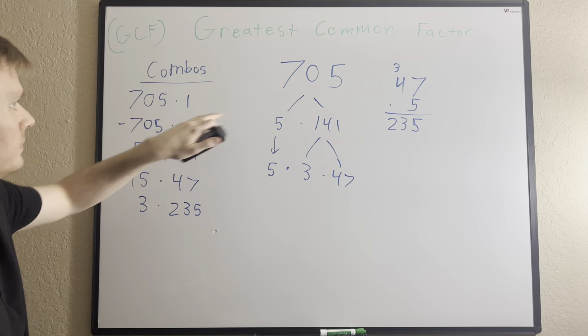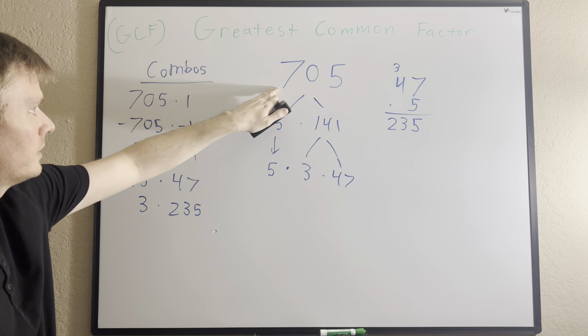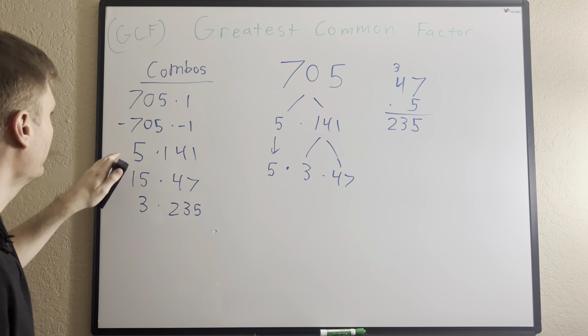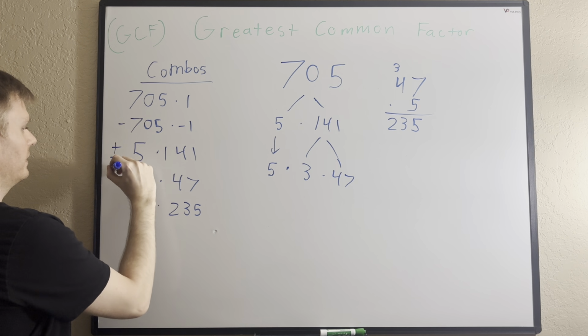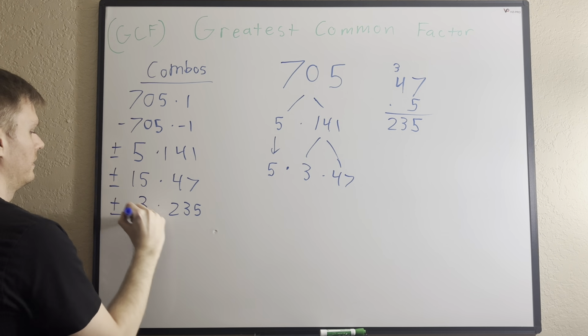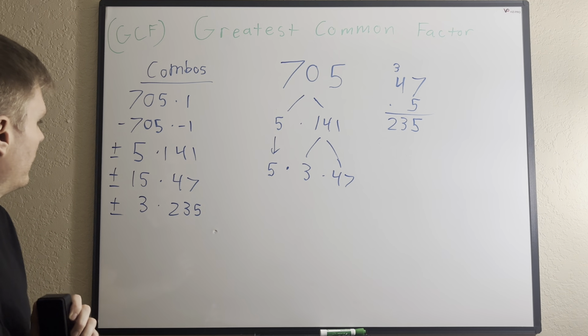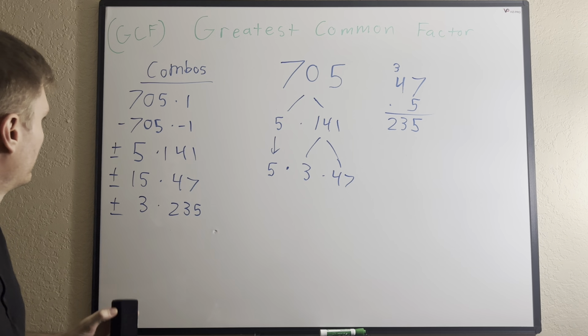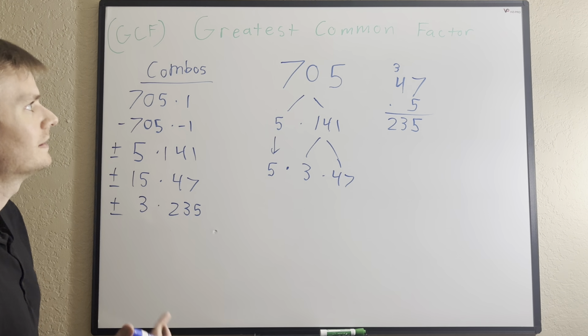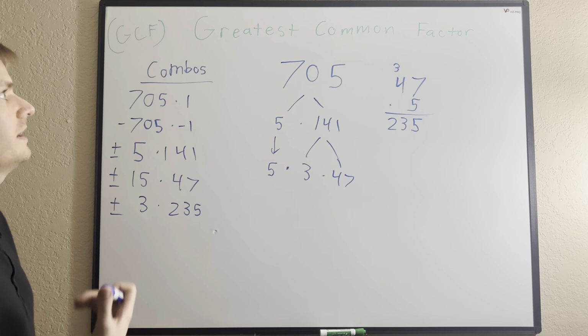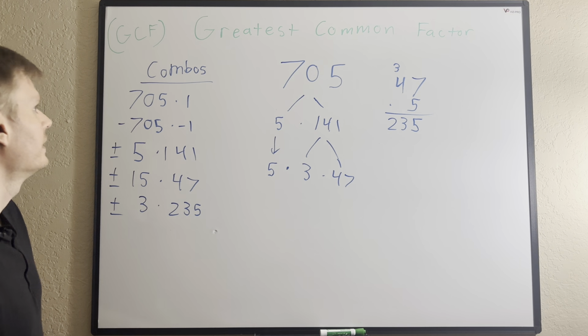We included the 1 times the number itself. And we have all the different negative versions of them. Let's just put positive, negative next to all of them. And that is what they want us to do when finding the greatest common factor.